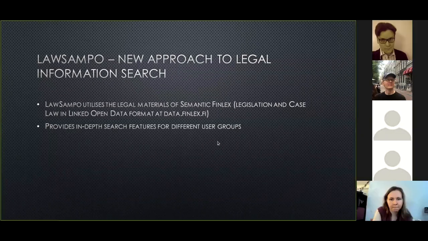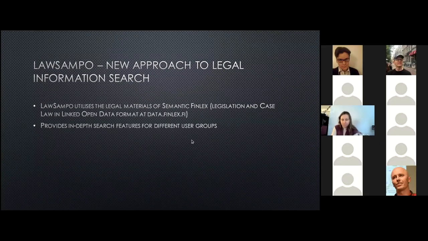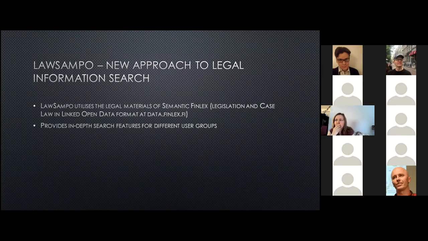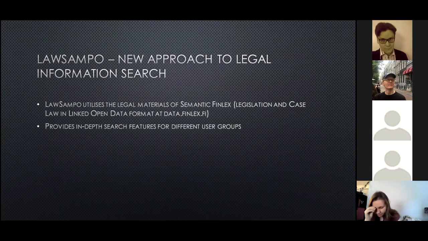But concerning the content of the Law Sampo, it's a totally new kind of way of analyzing and doing so-called data mining in the legal materials. The Law Sampo is utilizing the data of the Semantic Finlex, including legislation from the Finnish materials, and also the case law of the Supreme Courts of Finland.